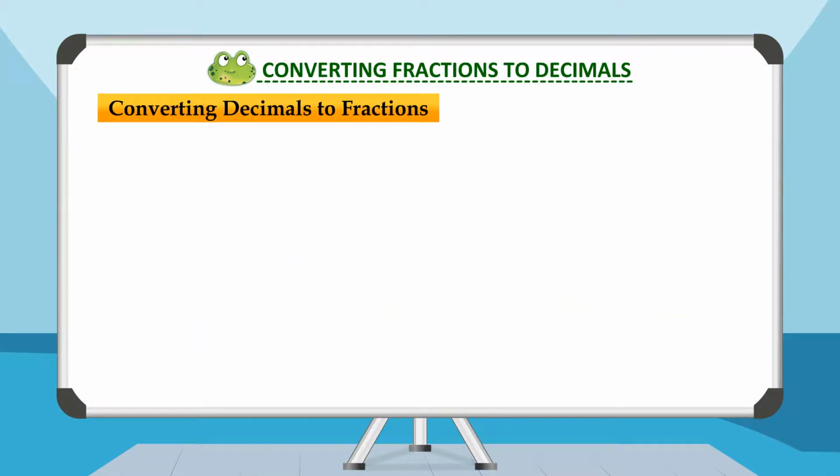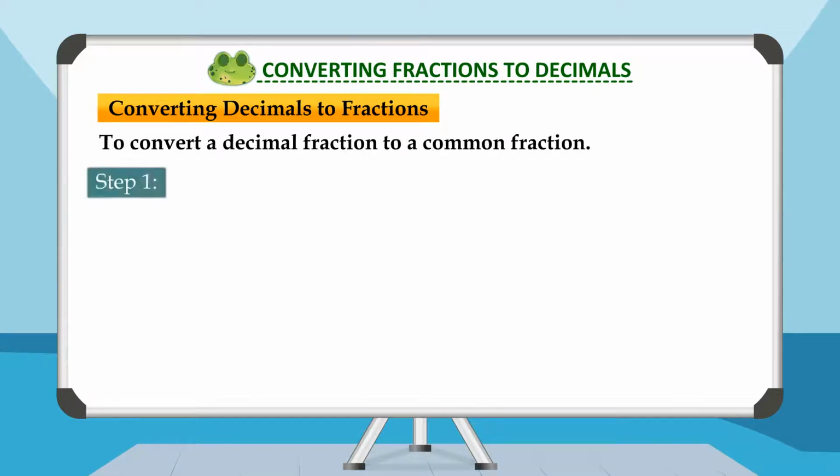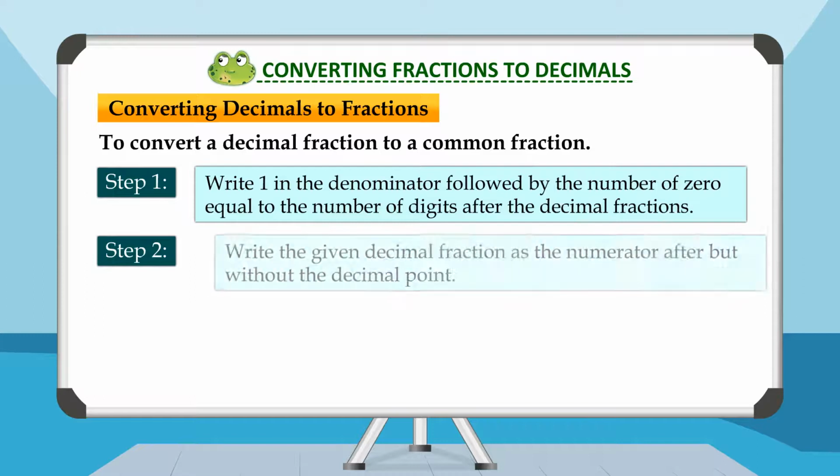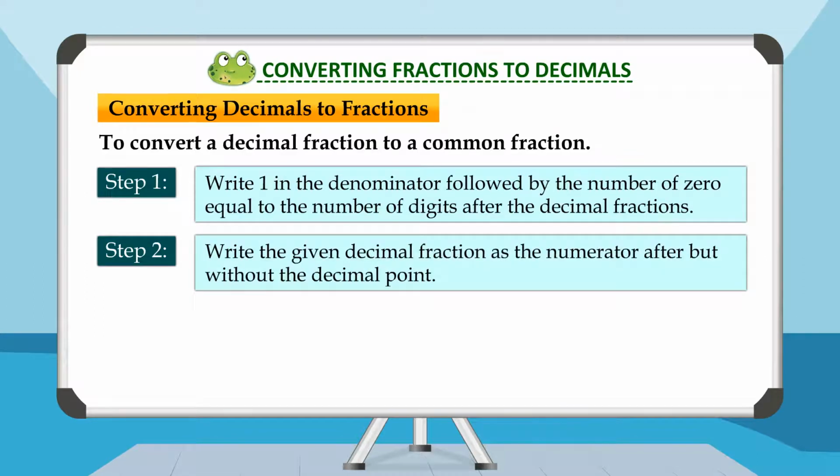Converting decimals to fractions. To convert a decimal fraction to a common fraction: Step 1. Write 1 in the denominator followed by the number of 0s equal to the number of digits after the decimal point. Step 2. Write the given decimal fraction as the numerator, but without the decimal point. Examples.